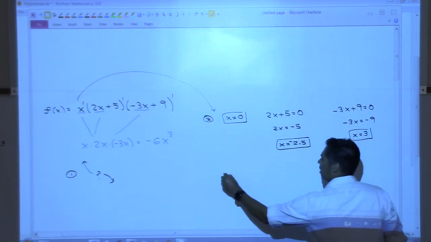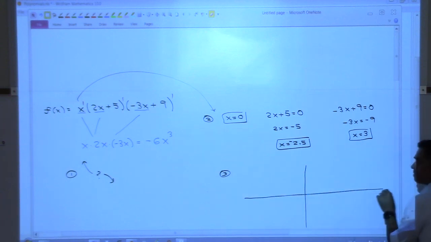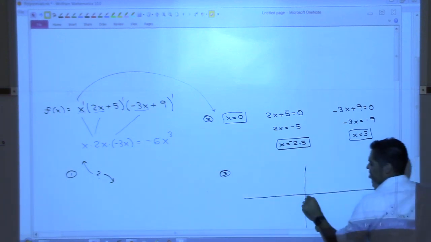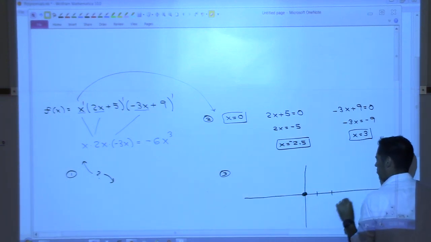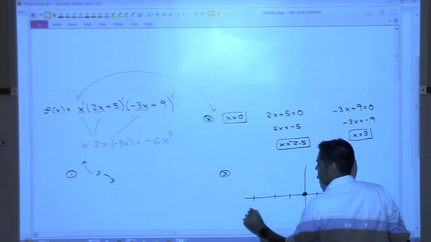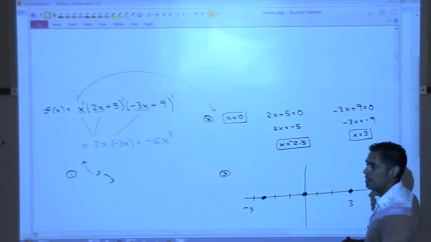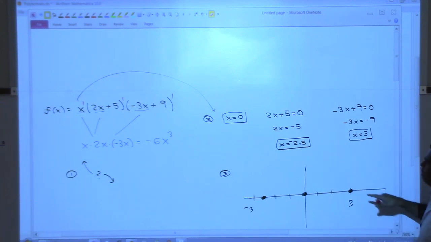So I can graph it now. Start out with the x-intercepts, which are at 0, 3, negative 2.5. Got a question? What? I need to slow down? No, I just couldn't read it. Which one? I see it. You got it? Okay.